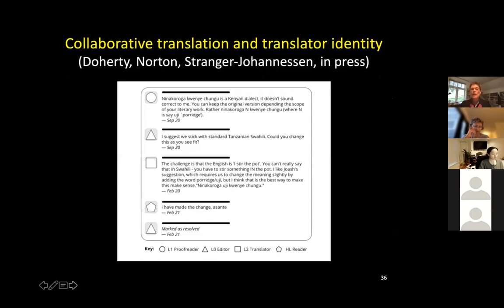We've also done collaborative translation and translator identity research. What we found is that in the process of translation, for those of you who've done research, it's not only the person who translates that's important in a given translation process. It's also the proofreader, the editor, and often the reader. And so we have some data in press.